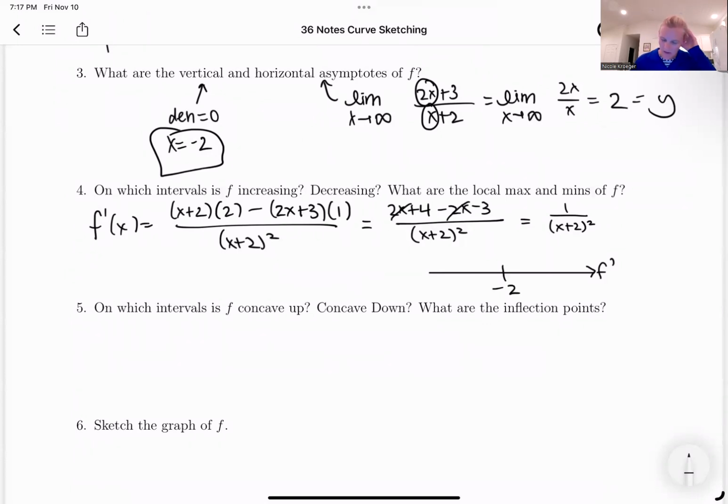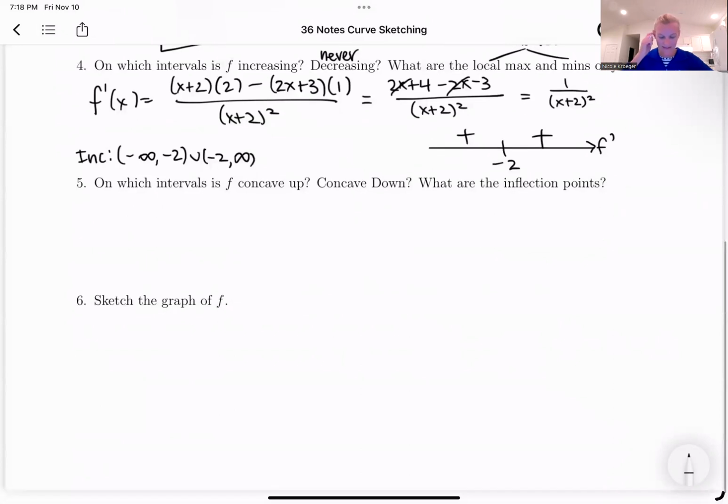If I plug in a number smaller than -2, like -3, I'm going to have 1 over a positive number because it's something being squared. So I'm going to get something positive. And then when I plug in something bigger than -2, like 0, I also get a positive number. So this function is increasing essentially everywhere except for where it's undefined. So -infinity to -2 and -2 to infinity. It is never decreasing. And it has no local maxes or mins because there are no places where the derivative changes signs. That's kind of fun.